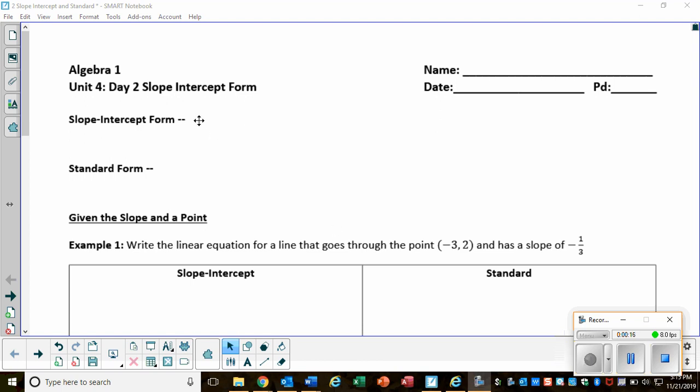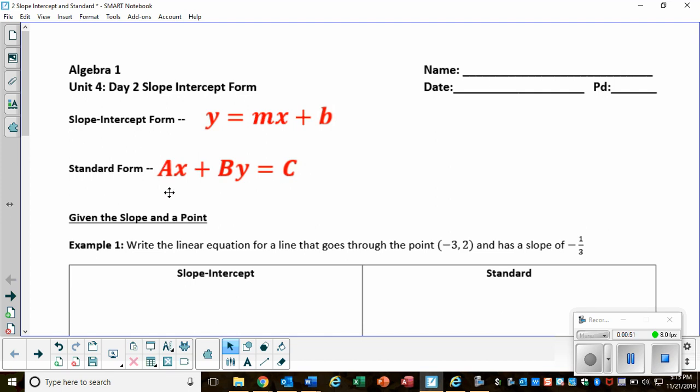So slope-intercept form we introduced last time is y equals mx plus b, where m is your slope and b is your y-intercept. You might want to write that in so you have it. Slope is your m and b is your y-intercept. Standard form, you guys have seen, it's a number times x plus a number times y equals another number. So a, b, and c are all just numbers. You've seen equations in standard form before, but now you need to be able to make them.